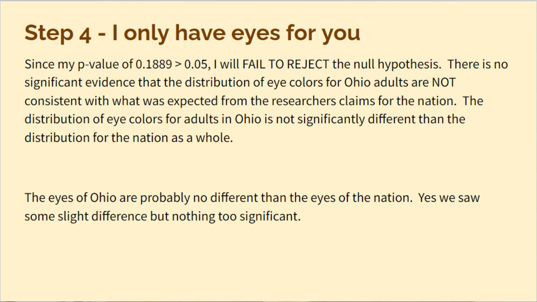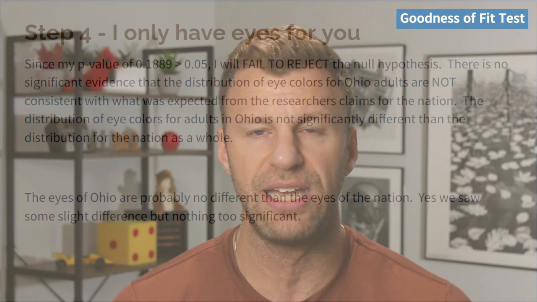So the distribution of eye colors for adults in Ohio is not significantly different than the distribution for the nation as a whole. The eyes of Ohio are probably no different than the eyes of the nation. Yes, we saw some slight differences, but nothing too significant for us to officially say Ohio is different than the rest of the nation. All right, so those are the 4 steps that we ran through pretty quickly. It's not too bad to conduct a chi-squared goodness of fit test.